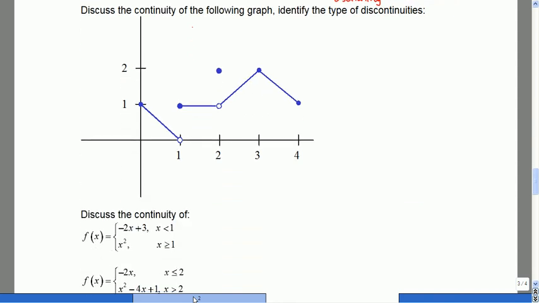So let's take a look at this continuity and identify its discontinuities. In this graph here, there's a jump. There's a removable one here.